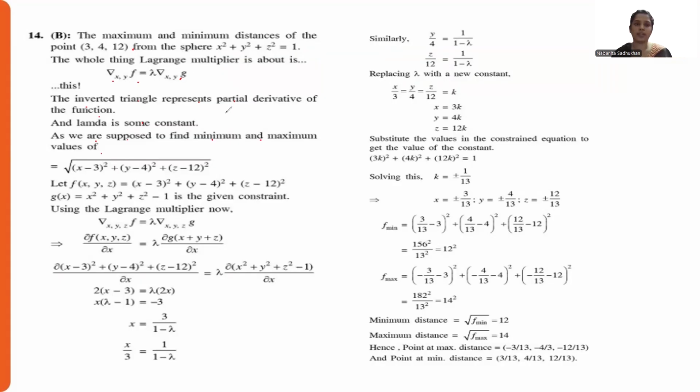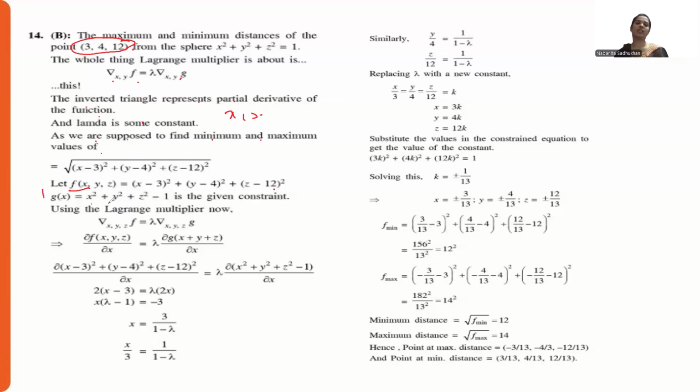The x minus 3, because we have x, y, z points and we want to find the maximum and minimum distance from this particular point. So we want to find the maximum and the minimum of this particular value, right? Our function is going to be (x minus 3) whole square plus (y minus 4) whole square plus (z minus 12) whole square. This is the maximum and minimum we are going to calculate.